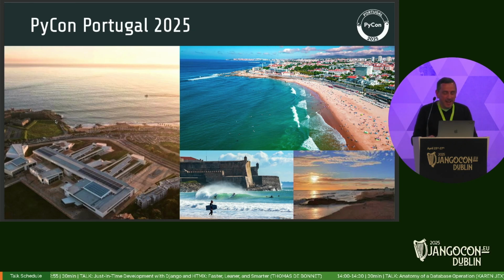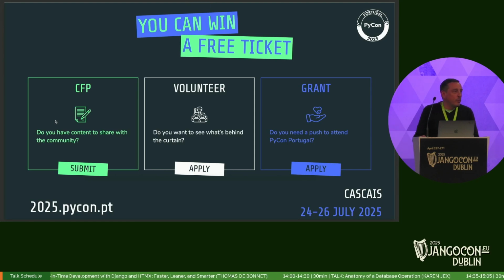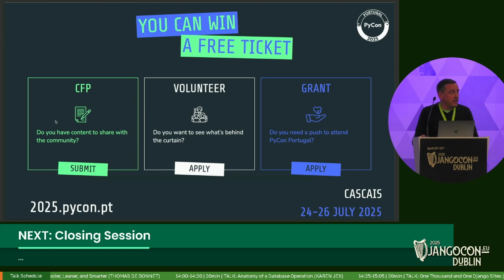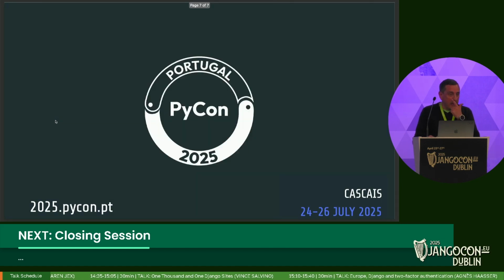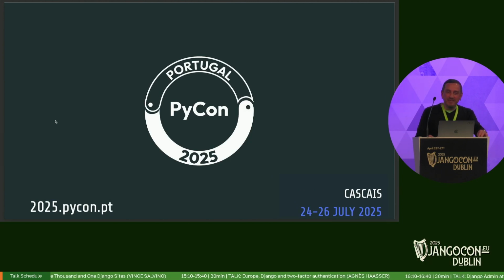So there are a few ways to go and win a free ticket. Unfortunately, call for proposals is already closed, but you can volunteer or you can apply for a grant. And it's 24 to 26 of July. And don't forget to bring your flip-flops, okay? Hope to see you in Cascais.